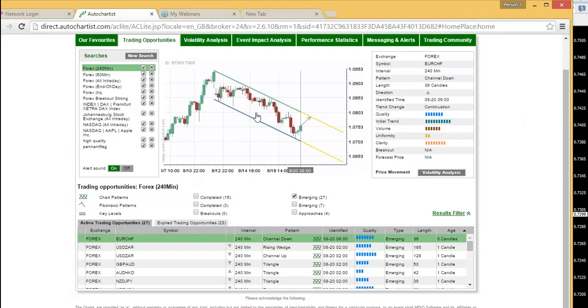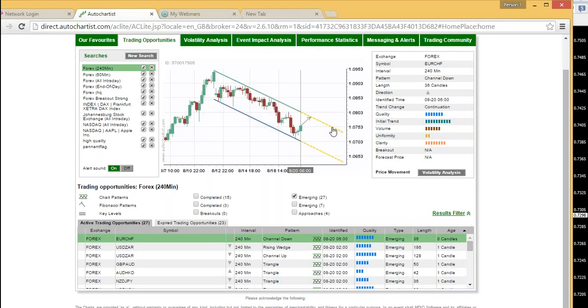Now, emerging patterns are different because it hasn't broken out of the green and blue line, out of the support and resistance lines yet. It's still trading within these lines. And therefore, as you can see here, this yellow line across here, that's the forecast region. And as you can see by this yellow line, if price comes up and hits this yellow line at any stage within this pattern, it would be considered a success.